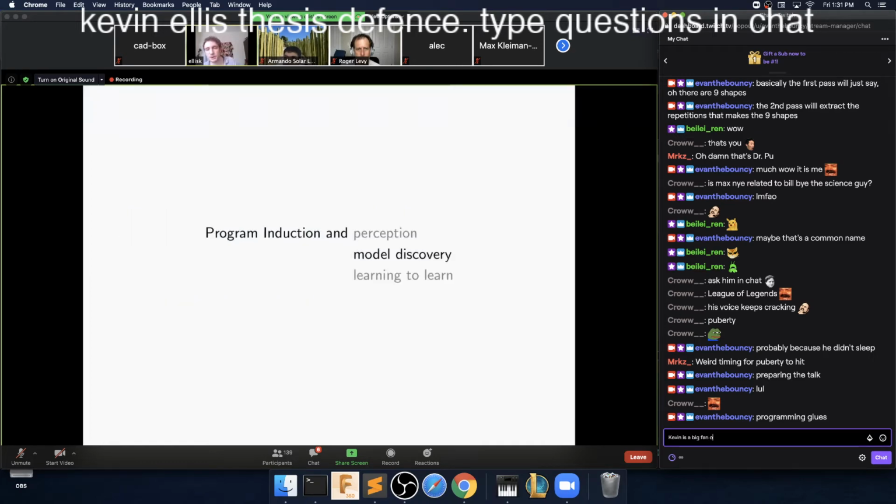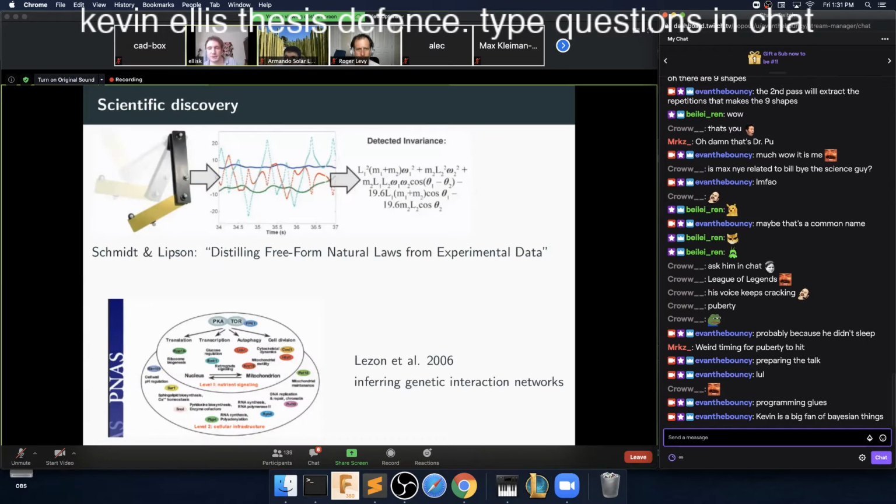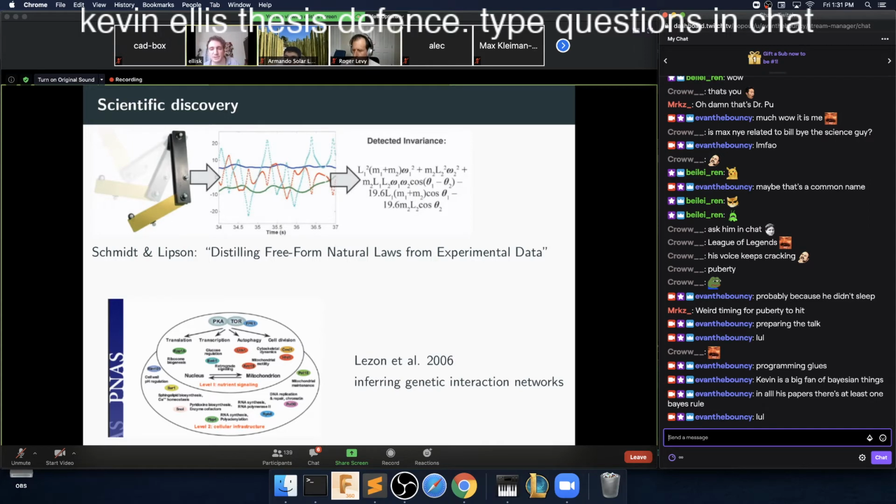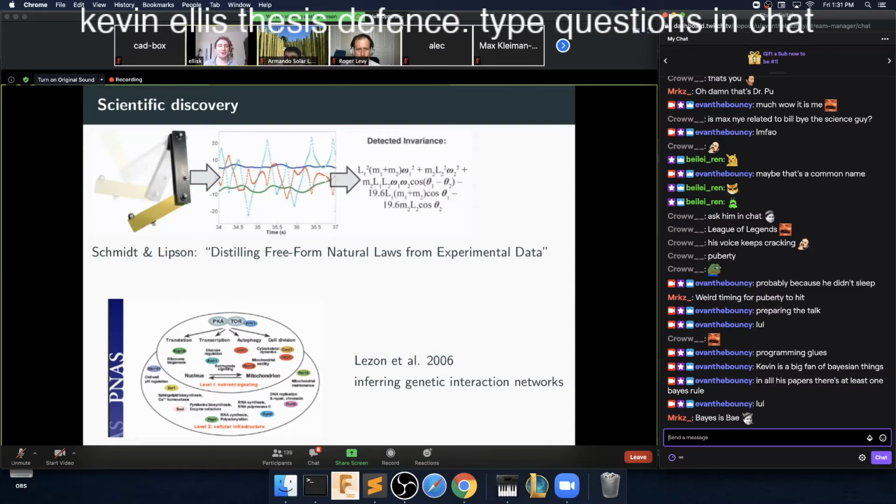So now I'm going to talk about program induction and discovering models. And there's been a lot of work on automatically discovering things that look like scientific models from experimental data. So you might know this work on the top about discovering physical laws, or the work on the bottom about inferring gene interaction networks. And in cases such as these, they often explicitly cast what they're doing as a kind of program induction. Now, it is the case that one thing scientists do is they look at individual data sets and they say, what kind of equation or model would explain this data set?